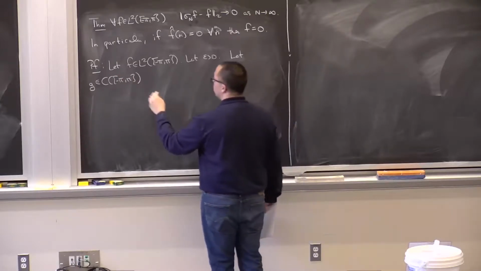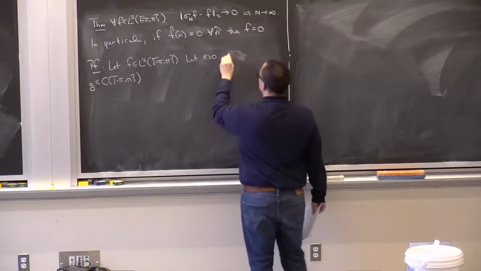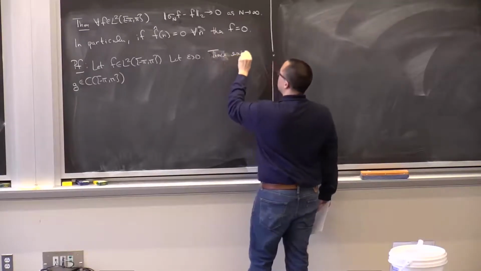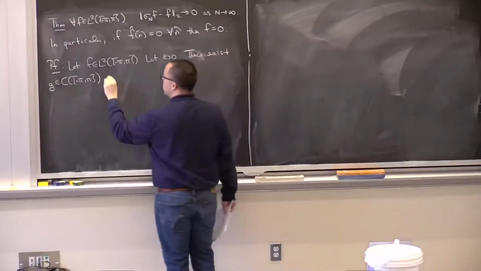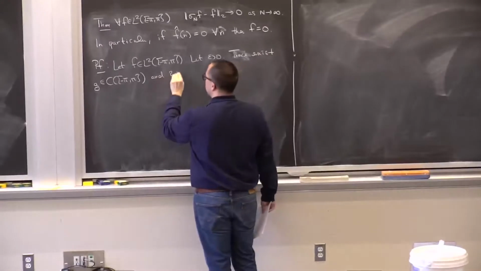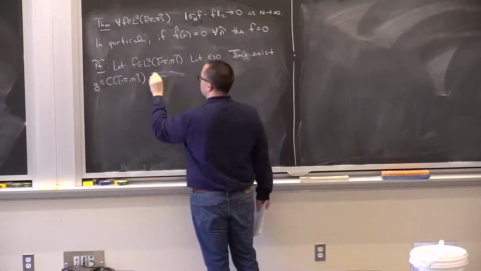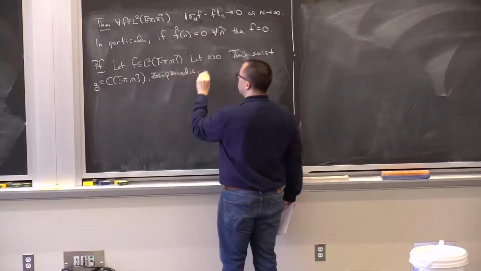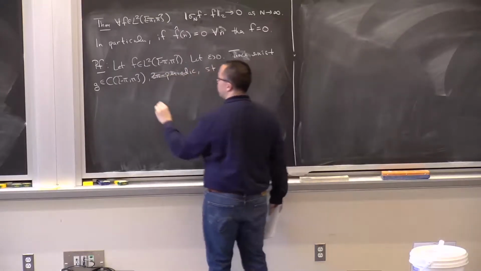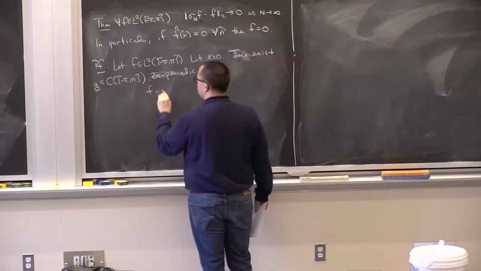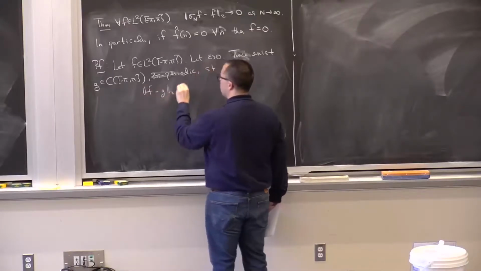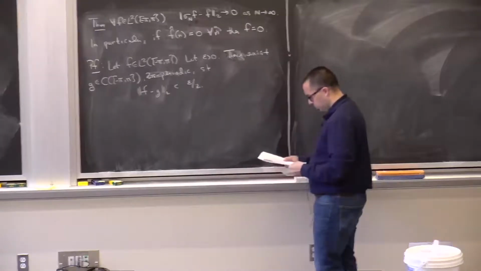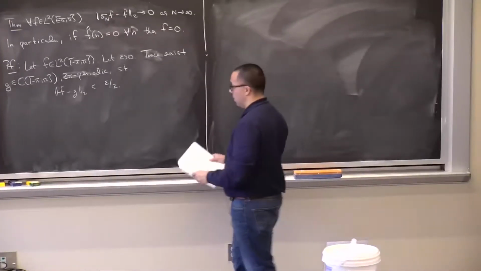So there exists a G that's continuous, 2 pi periodic, such that the L2 norm of f minus G is less than epsilon over 2, or epsilon over 3.